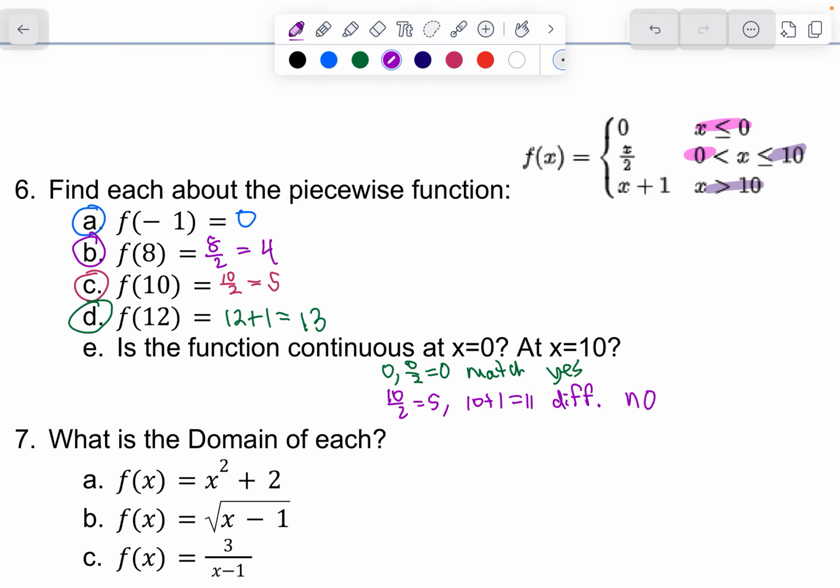So for continuity in a piecewise function, you're just checking the borders, and you're saying, hey, do the border values match if I plugged the border value into the two border pieces? And that's how you find that. So that's a piecewise function.